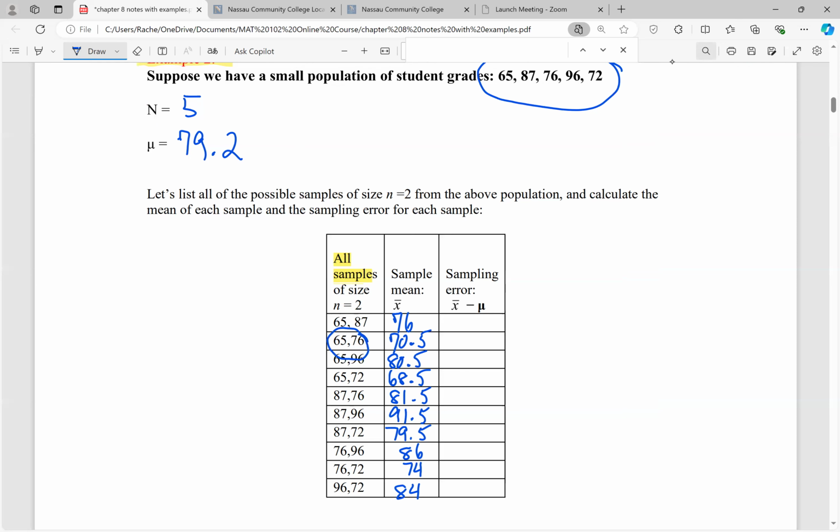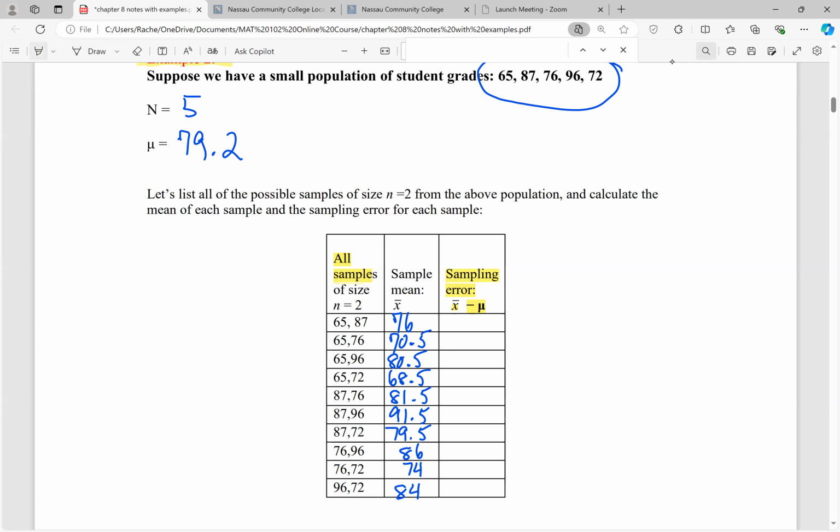65 and 76, if I were to use that sample and calculate the sample mean to estimate the population mean, we'd have a 70.5, which is definitely further away from the mean, not as good as an estimate. But remember what I said in the last lecture. Anytime we use X bar, the sample mean, as an estimate of the true population mean mu, there's always going to be sampling error, right? There's going to be a difference between the true value of the population mean and the estimate that we're using, X bar. So now what I want to do is I want you to calculate the sampling error for each one of these sample means.